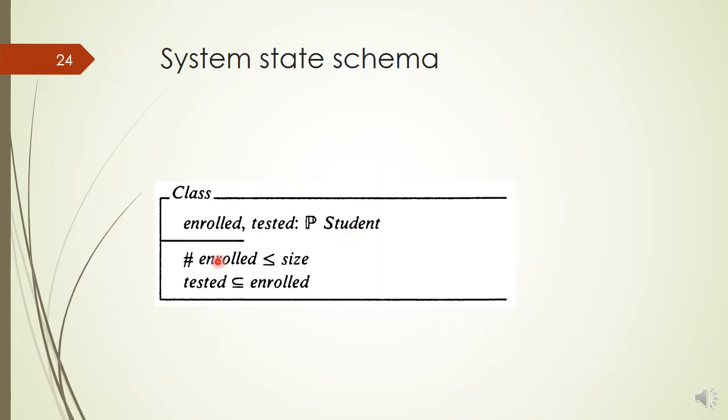And the first invariant property ensures that the number of enrolled students must not exceed the size of the class, and the tested students must be a subset of enrolled students.